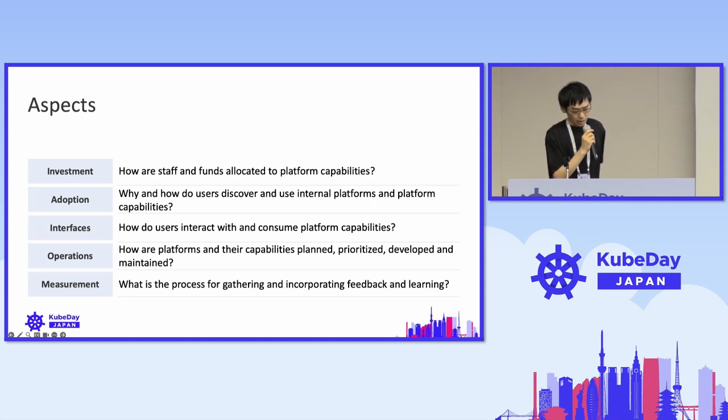That concludes the overview of the aspects. As you have seen, platform initiatives require considering various factors beyond the technology, and the maturity model prevents stakeholders from overlooking these factors in the key aspects.